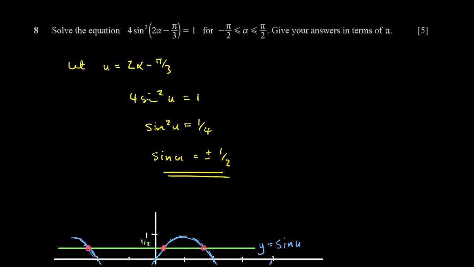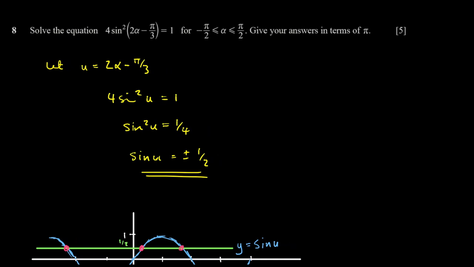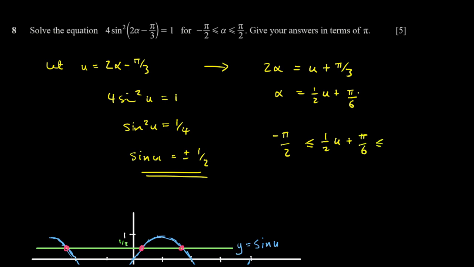Now, what I suggest you do is, again, you use the substitution, because if u is equal to 2 alpha minus pi by 3, what that means is that 2 alpha is equal to u plus pi by 3, and therefore alpha is going to be equal to a half u plus pi by 6. And we can enter that into the domain here, right? So instead of writing alpha is between negative pi by 2 and positive pi by 2, we can say actually a half u plus pi by 6 is between positive and negative pi by 2, okay?